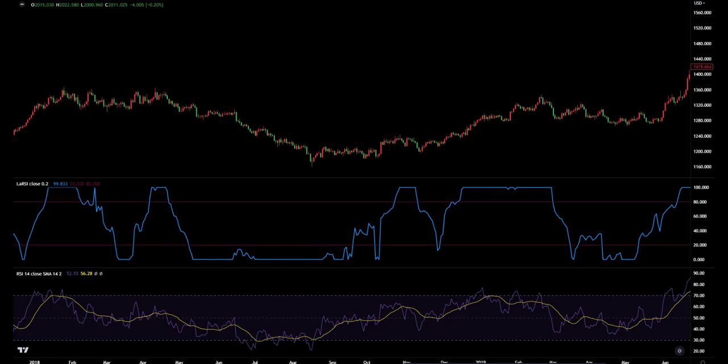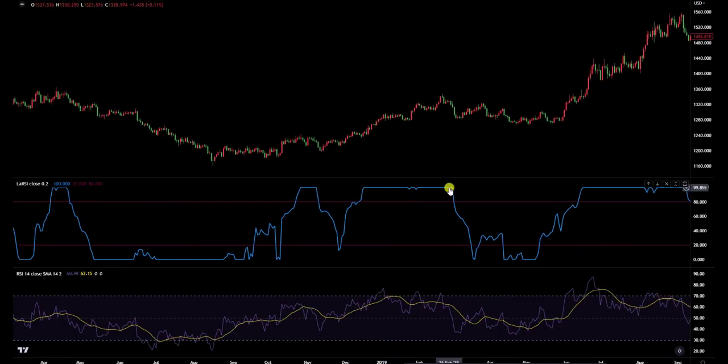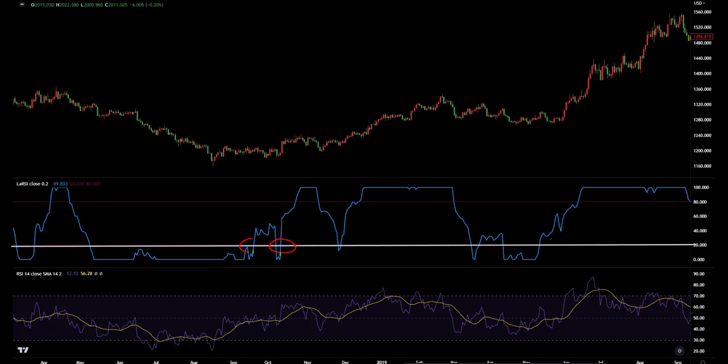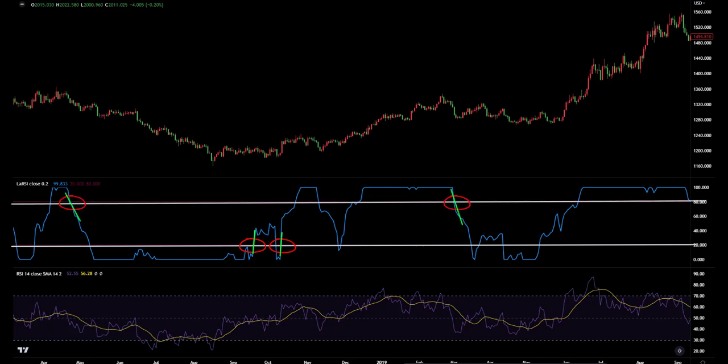So with this Lega, when it's moving flat above the 80 level, it means the uptrend or advancing of the price is strong, and on the other hand, when it's moving flat below the 20 level, it means the downtrend or declining of the price is strong. And similar to the original RSI, when Lega RSI crosses above the 20 level, it means a buy signal, and when it crosses below the 80 level, it's a sell signal.